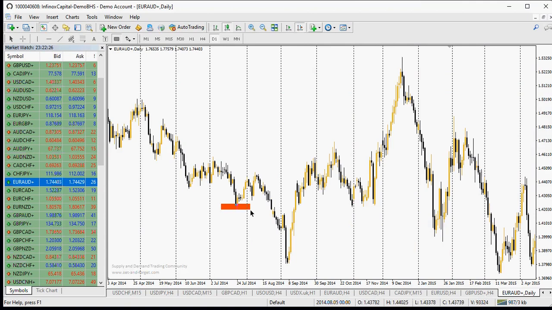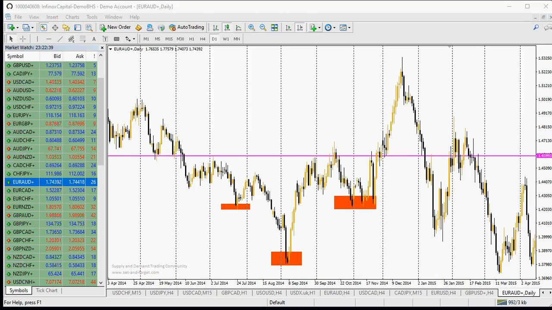This is inverse head and shoulder. This is a shoulder. This is another shoulder right here. This is the neckline. Okay? And then this is the head. I don't understand, okay?